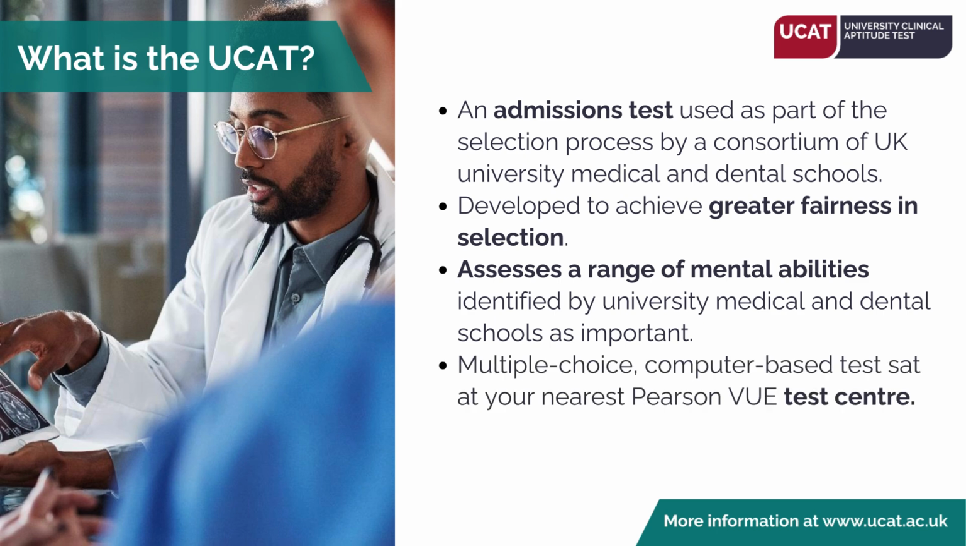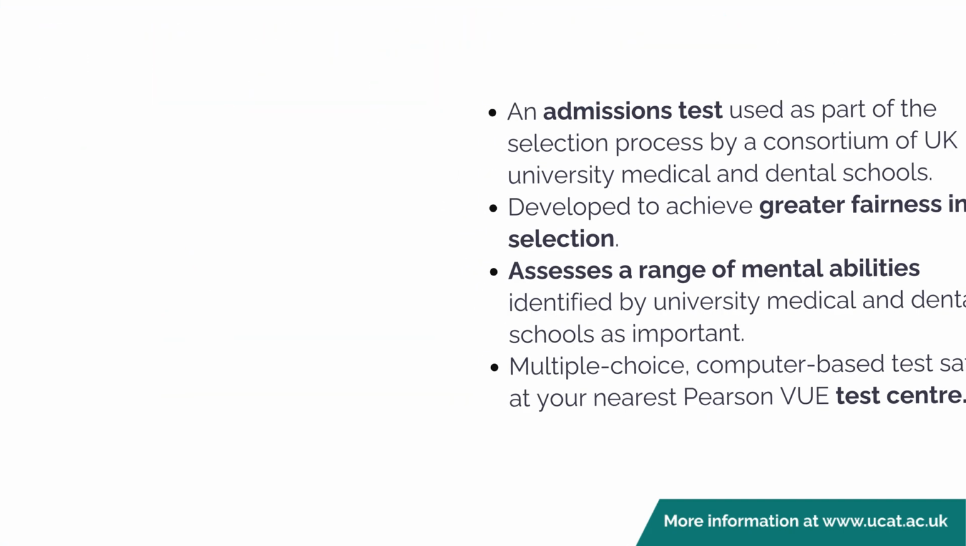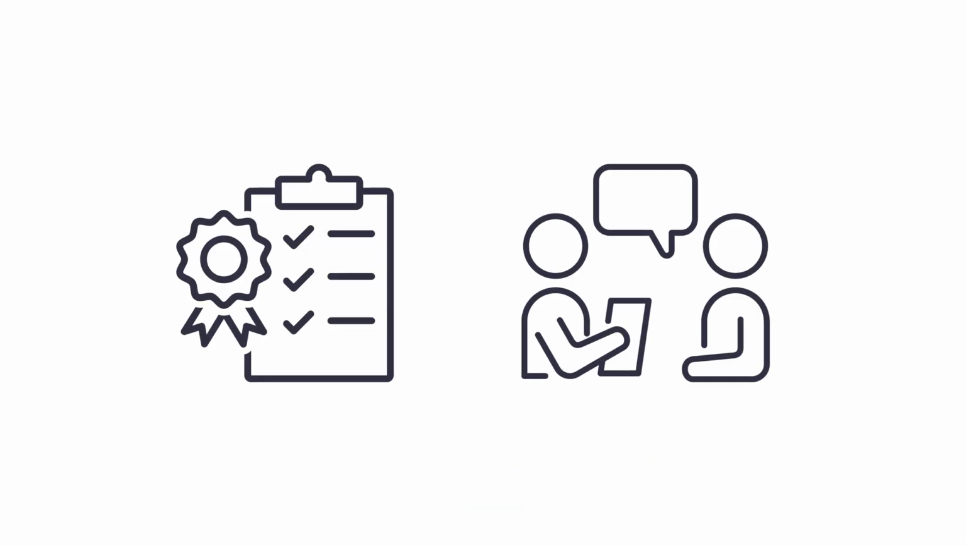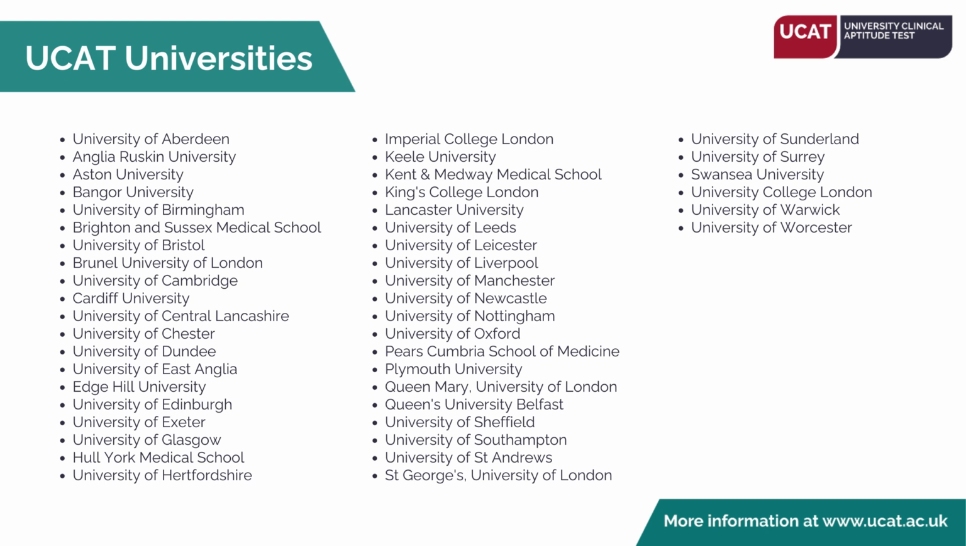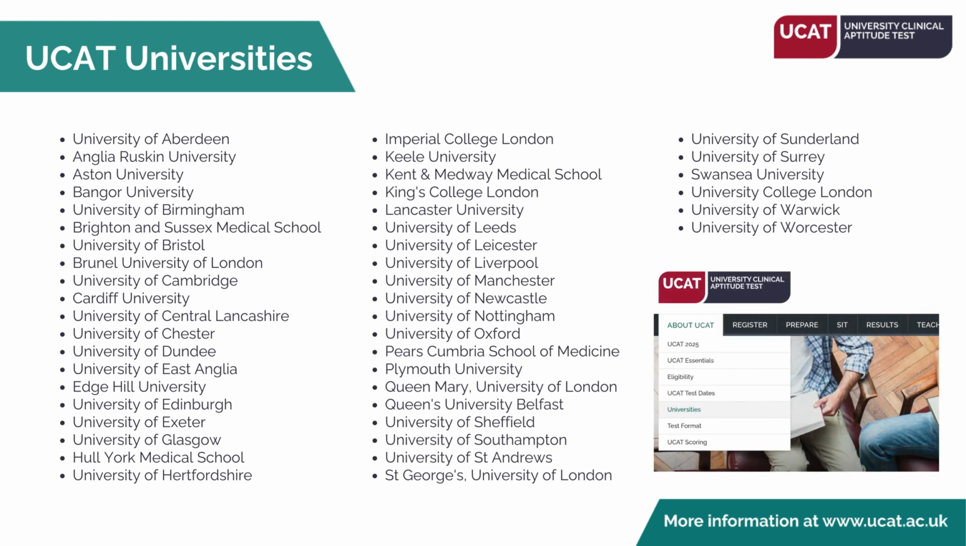The UCAT is a multiple-choice, computer-based test, sat at Pearson VUE test centres throughout the UK and worldwide. The test takes just under 2 hours. Universities use UCAT results alongside other selection criteria, such as academic grades and interviews, to decide which applicants to make offers to. The UK universities listed on this slide require the UCAT as part of their entry requirements for selected medicine or dentistry courses. You can see the full list, including our international partner universities, on our website.